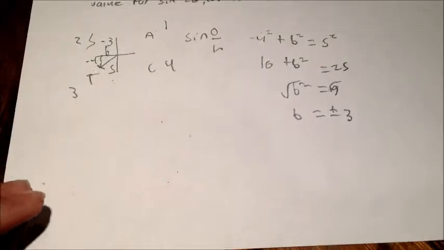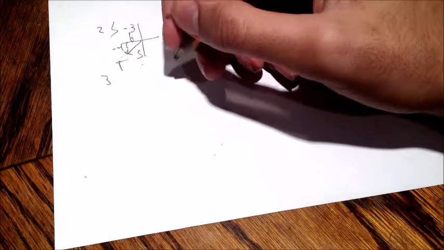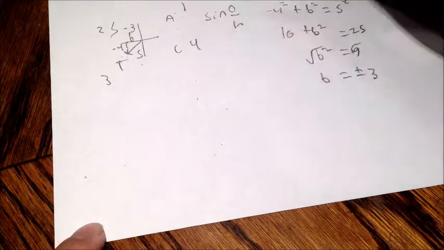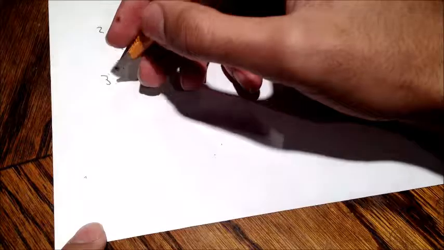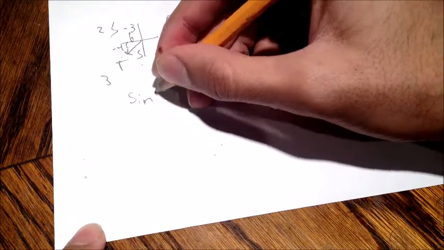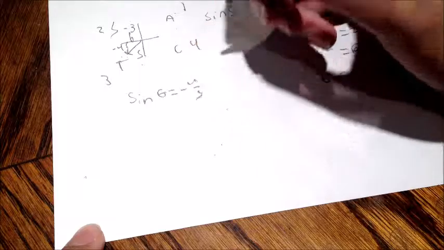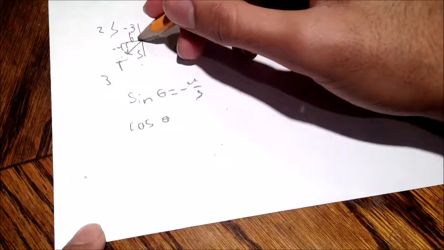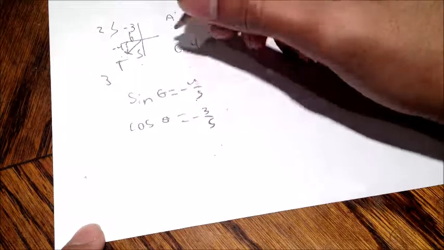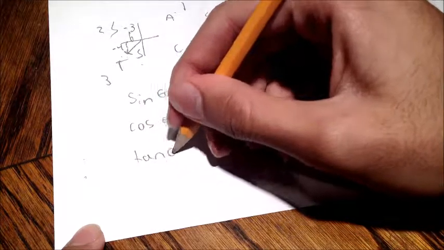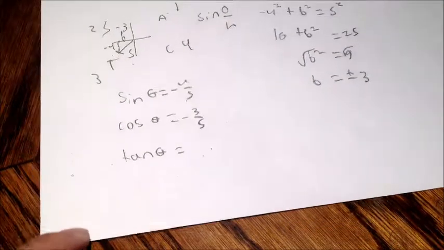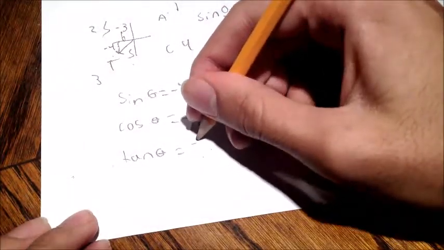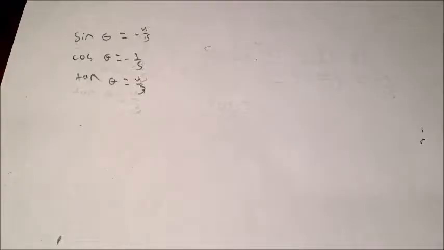Now that we know all three sides of the triangle, we can figure out the values of sine theta, cos theta, and tan theta. So in this case, sine theta would still equal -4/5, which is what we were given at the beginning. Cos theta would be -3/5, because it's adjacent over hypotenuse, and then tan theta is equal to opposite over adjacent, which is -4/-3.